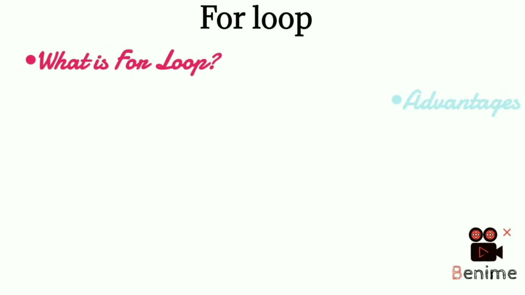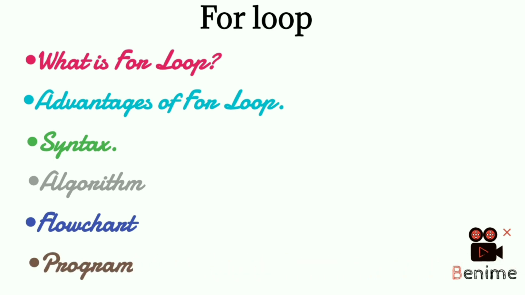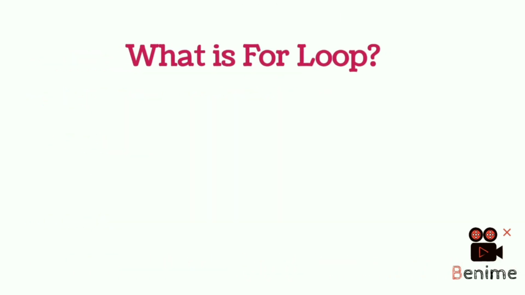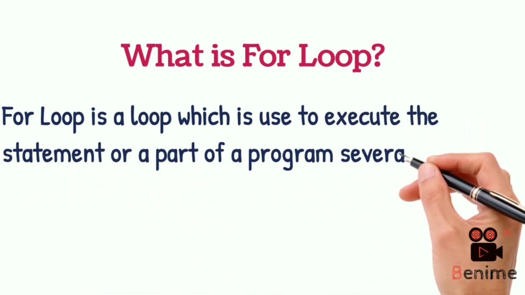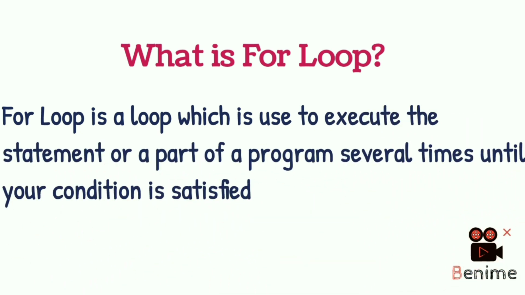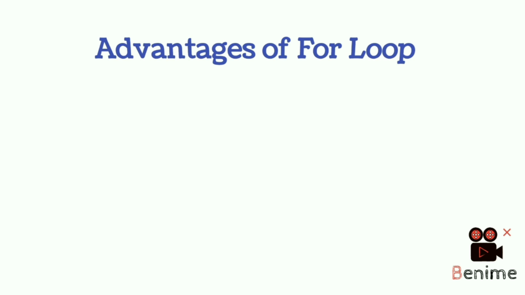Myself Shruti Shinde. In this video, we will see for loop, advantages of for loop, its syntax, algorithm, flowchart and program. First, what is for loop? For loop is a loop which is used to execute the statement or a part of program several times until your condition is satisfied.